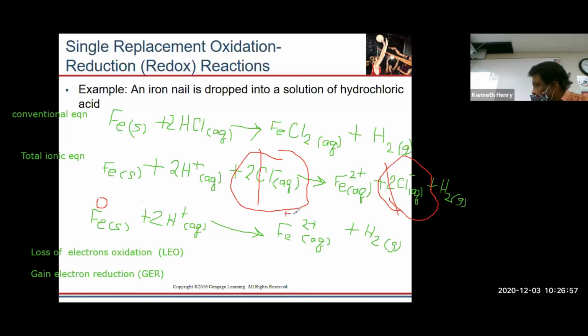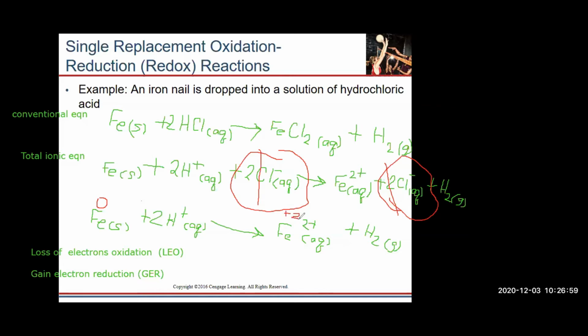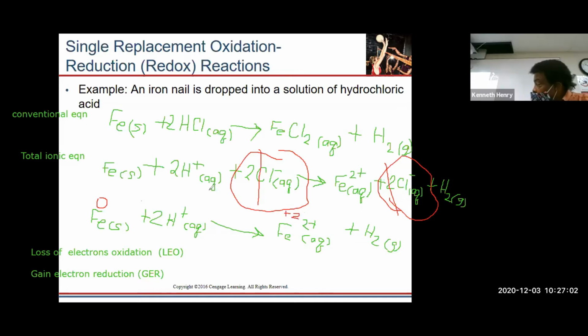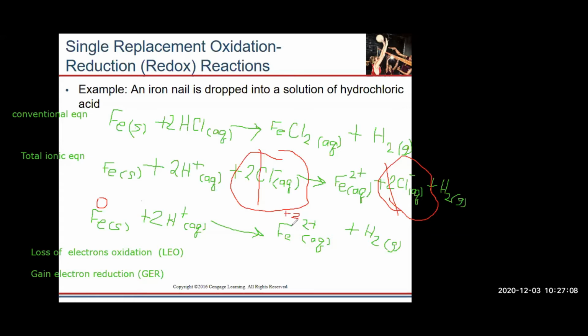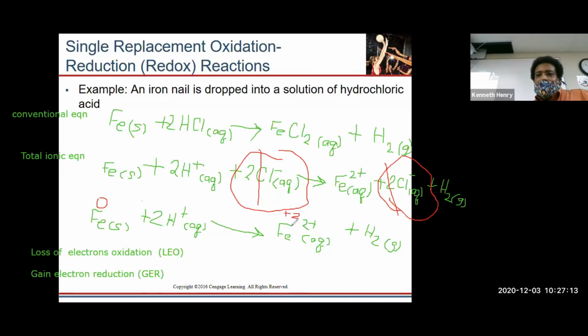So is that losing electrons or is that gaining electrons? 0 to a +2. Is that losing electrons or is that gaining electrons? Losing. That's losing, right? Because we know that electrons are negatively charged, so if I'm losing them, the thing is going to become positive. So iron, is it being oxidized or being reduced? Oxidized. Loss of electrons, oxidation.